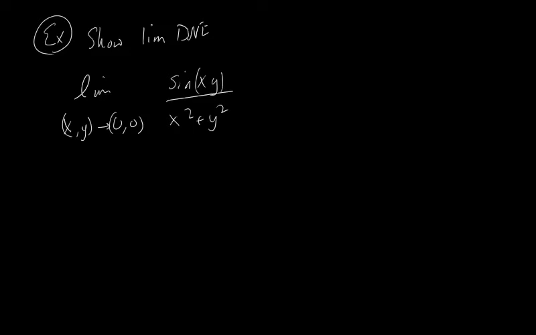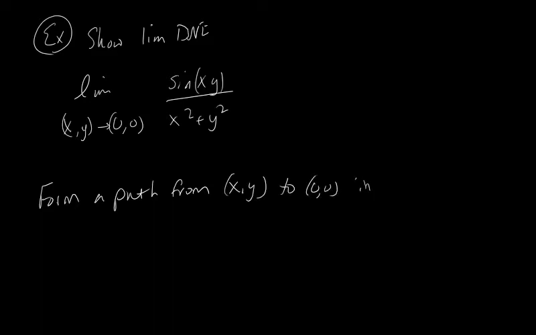So what we're going to do is form a path from (x, y) to (0, 0) by holding one variable constant at 0, or by setting one variable equal to the other, or equal to the negative, just so long as they're both going to (0, 0). As the values of x and y change, both x and y are going to (0, 0). So we can form a path from (x, y) to (0, 0) in a couple of ways.